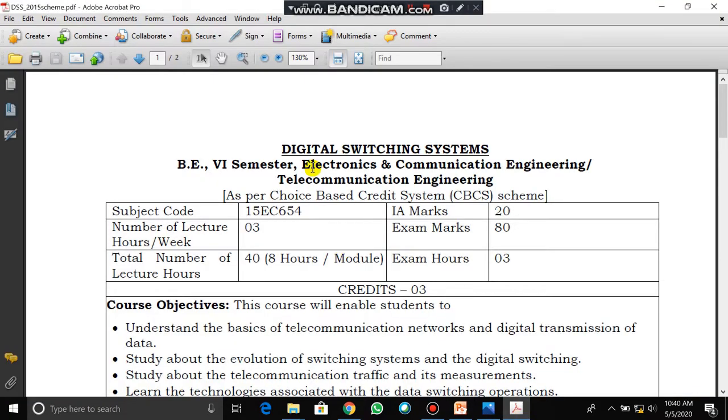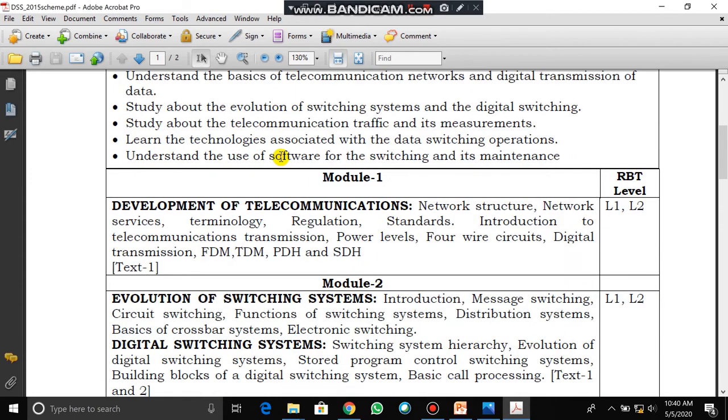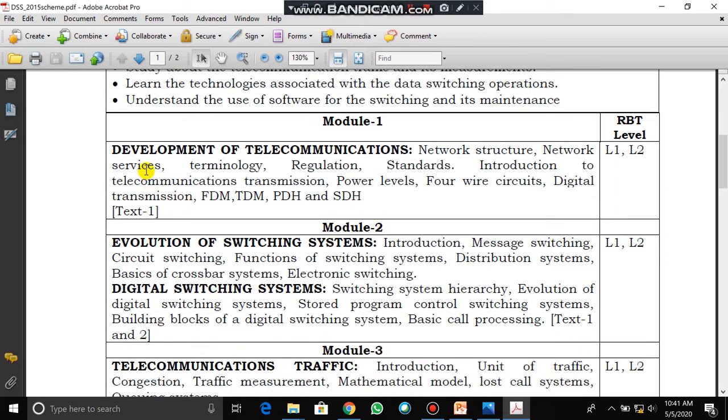So as we know, this is common for both 17 scheme and 15 scheme. We already discussed module number 1 and module number 2. In module number 1 we discussed the development of telecommunications. In that we discussed the structures, services, terminologies, regulations, standards, and various telecommunication transmissions, and we discussed power levels, how the conversions of power levels take place, the derivation and some problems, and what is four wire circuits and some problems, echoes of four wire circuits.